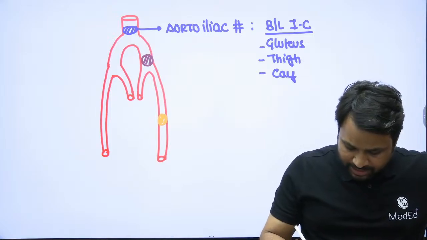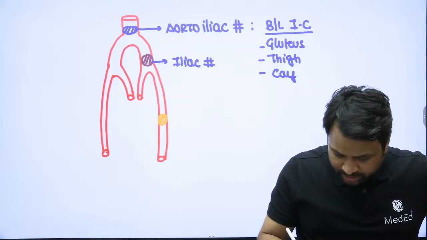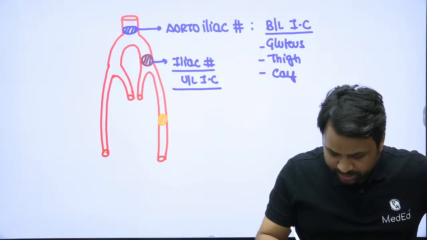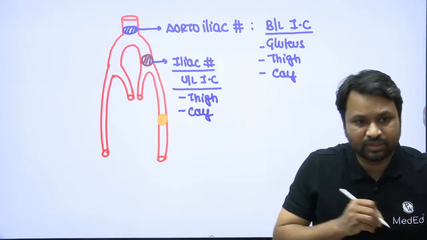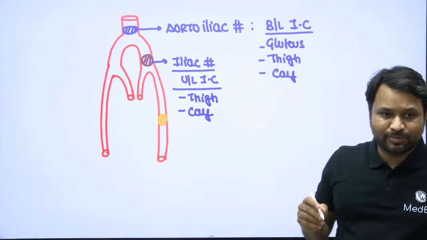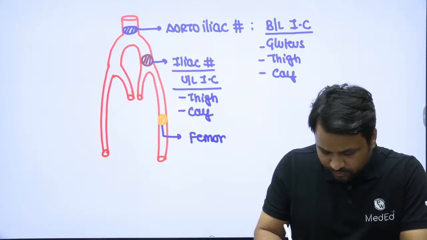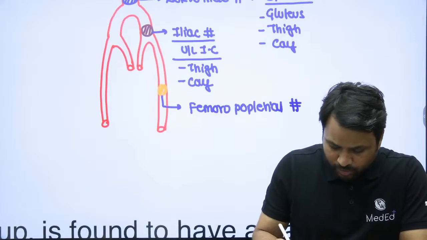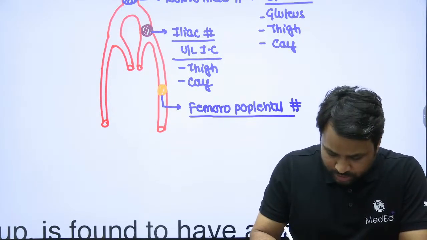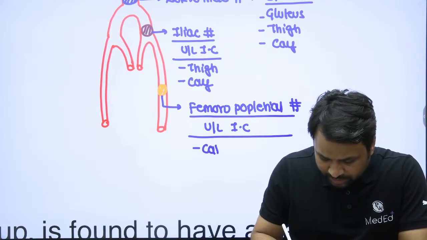If there is an iliac occlusion, it will be associated with unilateral intermittent claudication. There will be gluteal sparing, so it is the thigh and calf that have claudication. If it is a femoropopliteal occlusion, it will have a unilateral intermittent claudication involving only the calf muscle.